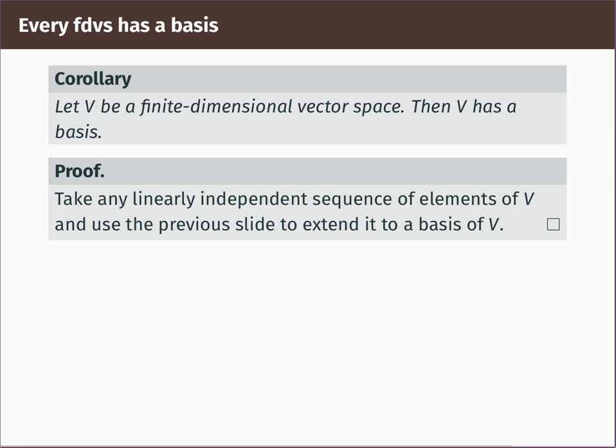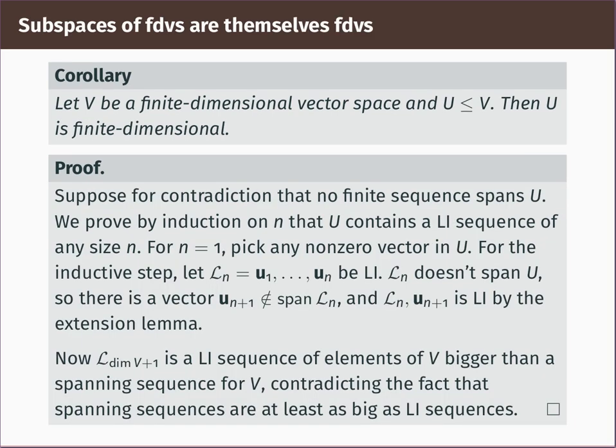Remember what that result said was that if you've got any linearly independent sequence, you can extend it to a basis. So in particular, every finite dimensional vector space has a basis. So that's good. It means that every finite dimensional vector space has a dimension, because the dimension is the size of a basis. Now that we know that a basis exists always, we can define the dimension, and we know a dimension exists for every finite dimensional vector space.